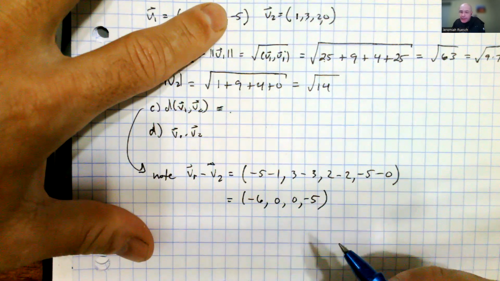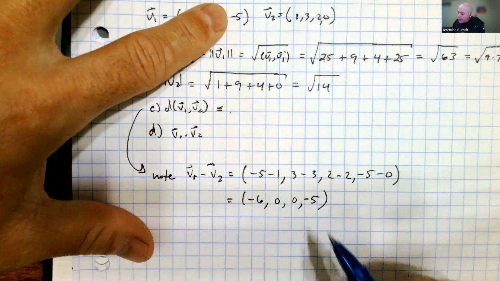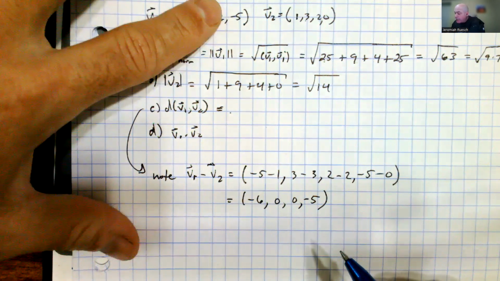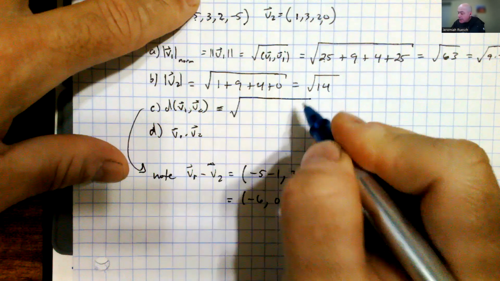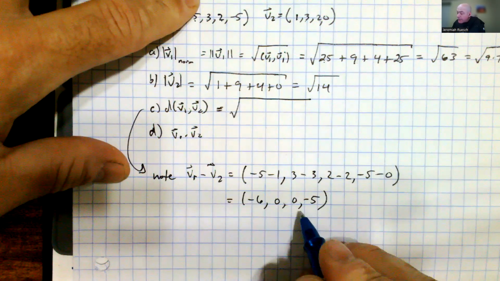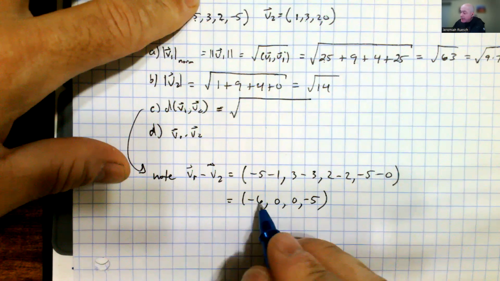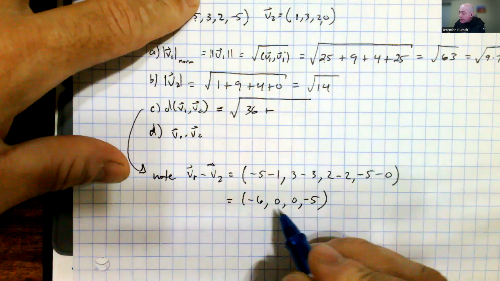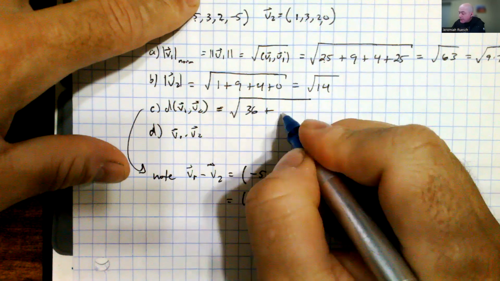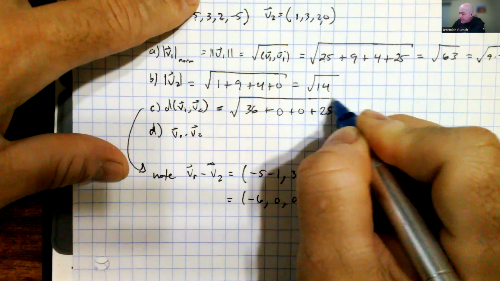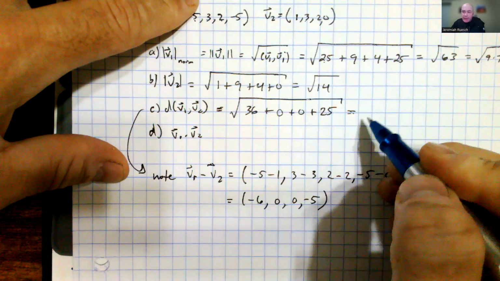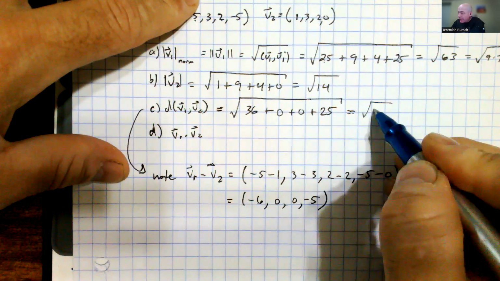So that's V1 minus V2. From here, I want to compute the norm of this one, which means that I'm going to be taking this vector and dotting it with itself, or taking the inner product with itself. So it's going to give me -6 times -6, which is 36, plus 0 plus 0 plus 25, which gives me a sum of 61.